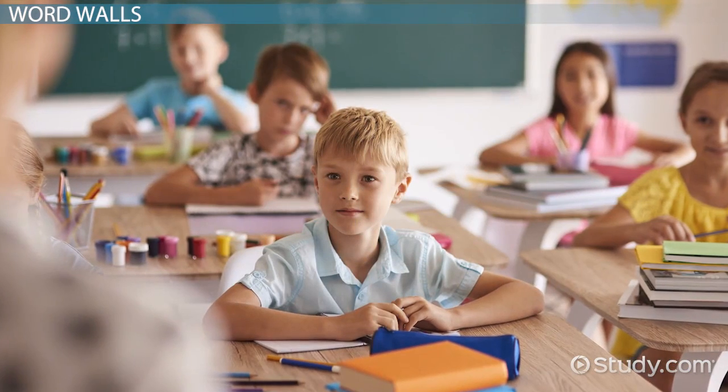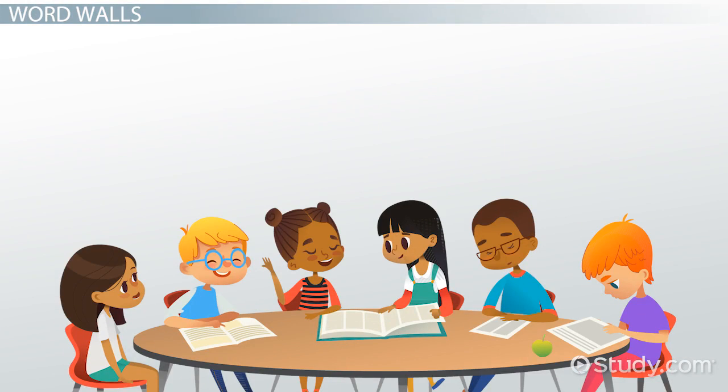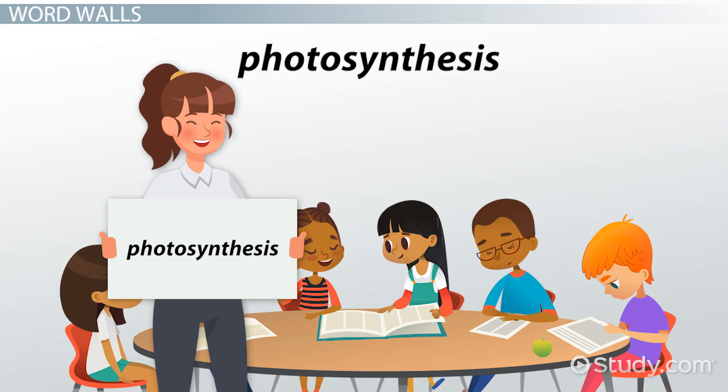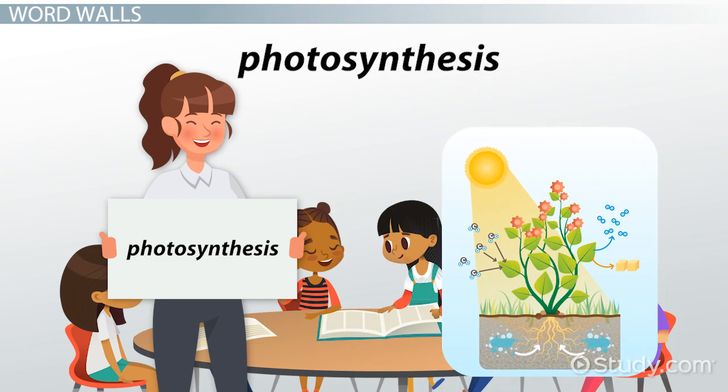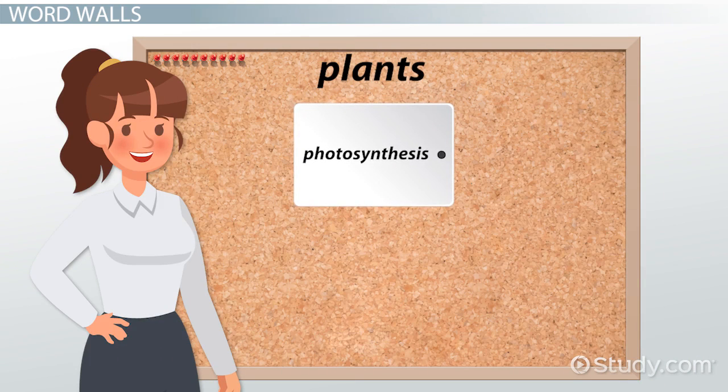With a word wall, the teacher would teach the words first. For example, say students are reading about plants and the word photosynthesis is one of the vocabulary words in the text. The teacher may define the word or have the students look up the word themselves. Now, once there is a definition and its importance to the text is discussed explicitly, the teacher would write the word photosynthesis on a note card and add it to the vocabulary word wall.